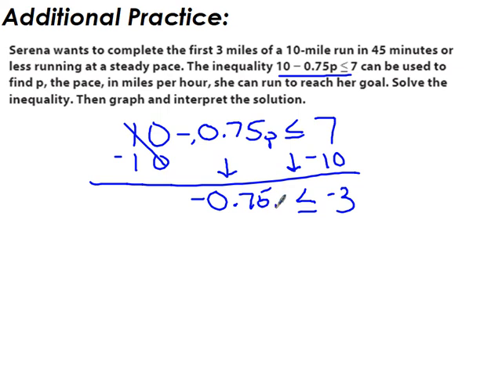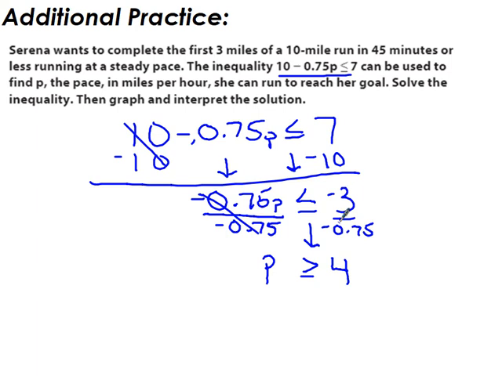So now this is where I need to do some division because I have negative 0.75 times the pace. And so to cancel out multiplication, I do division. So I'm going to divide by negative 0.75. That goes away. I'm left with p. I bring down my inequality symbol, but I'm also going to flip it because I did divide both sides by a negative number. So then I actually need to do 3 divided by 0.75. I'm using a calculator right now, and I get 4. And it is positive 4 because I have a negative divided by a negative.